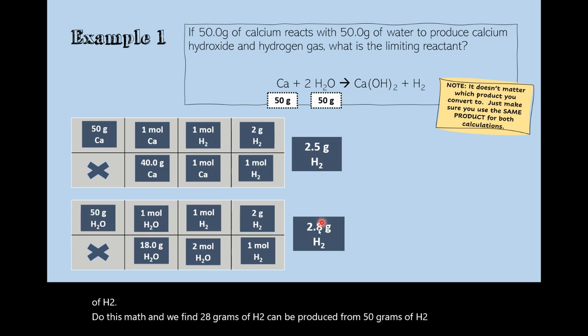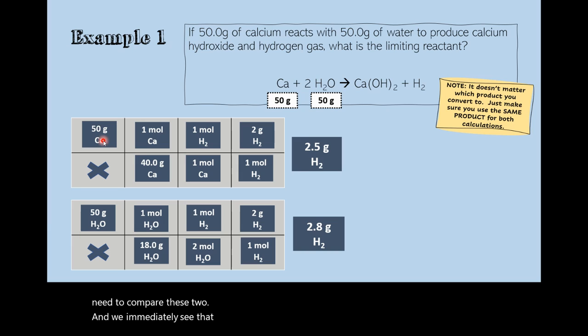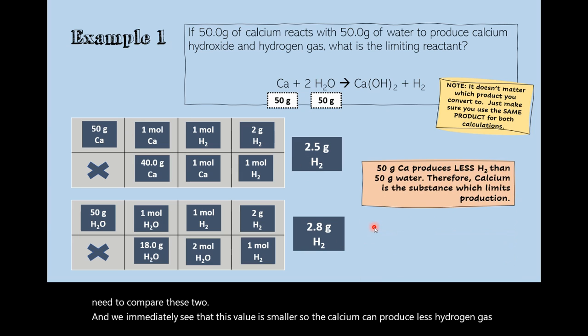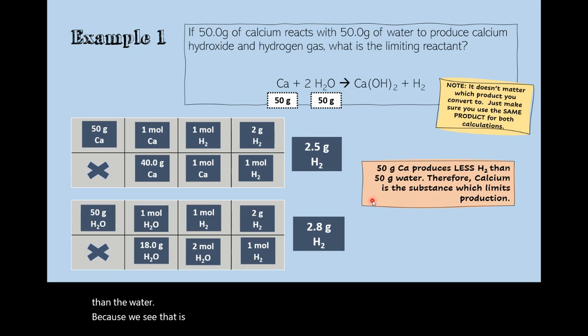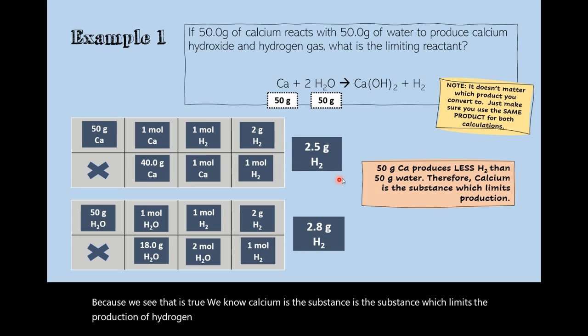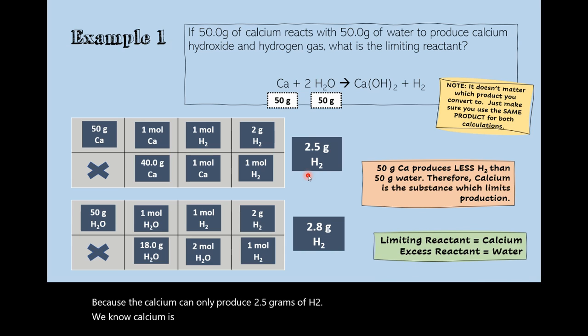So now we need to compare these two. And we immediately see that this value is smaller. So the calcium can produce less hydrogen gas than the water. Because we see that that is true, we know calcium is the substance which limits the production of hydrogen gas. So because the calcium can only produce 2.5 grams of H2, we know calcium is our limiting reactant and the water is our excess reactant.